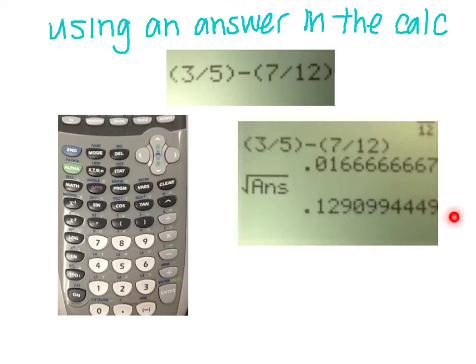Now, if you tried to change this into a fraction, we could press math and then do Frac again. This is kind of applying what we learned back in chapter 1. If this does not convert into a fraction, that means it is irrational, because we learned irrational numbers cannot be written as a fraction of integers.